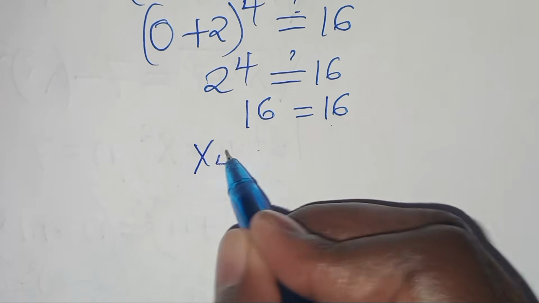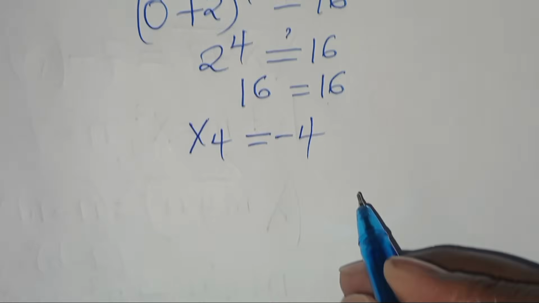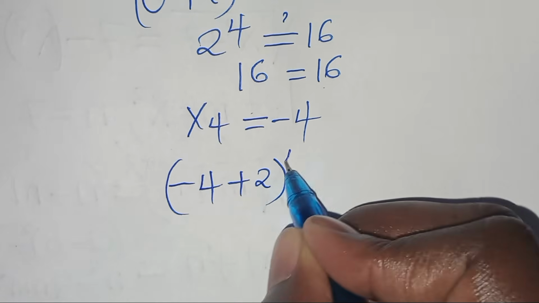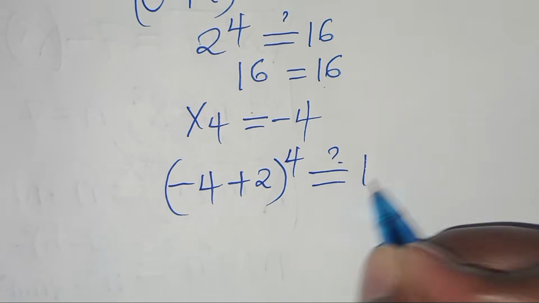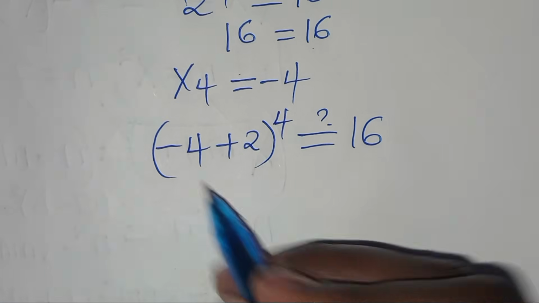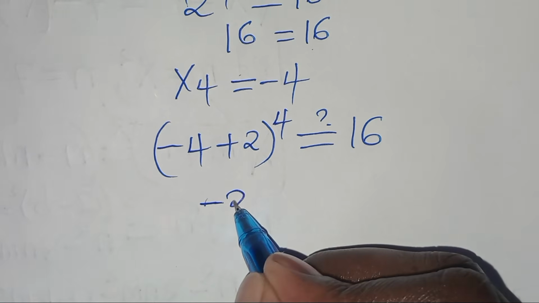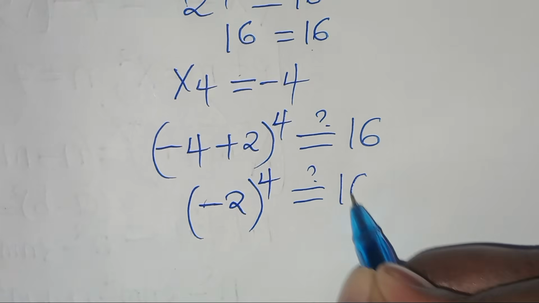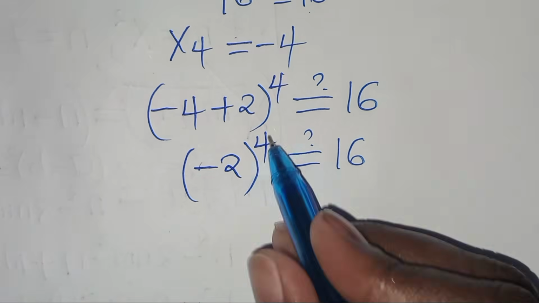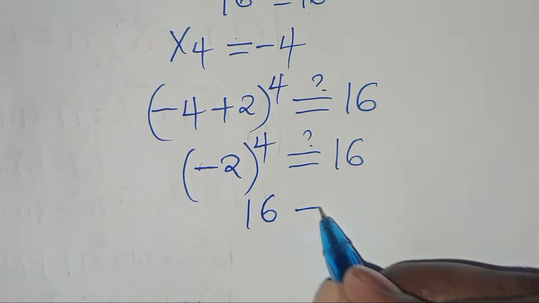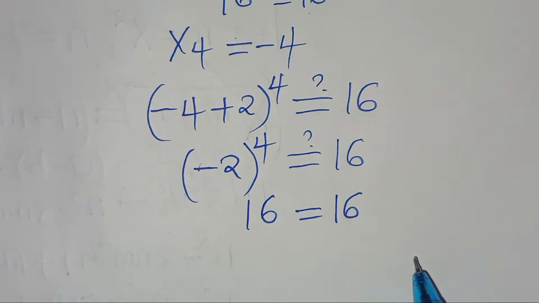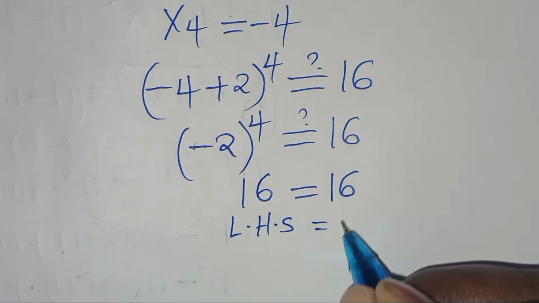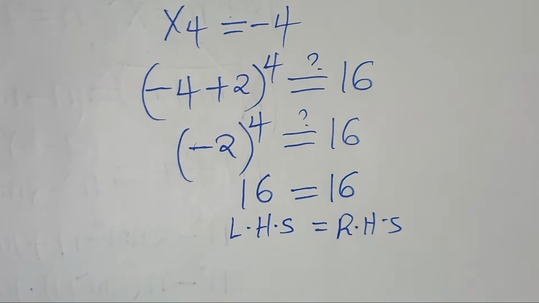Now x4, which is equal to minus 4. So we have (-4+2)^4, which is supposed to give us a value of 16. Minus 4 plus 2 is minus 2, raised to the power of 4. Minus 2 to the power of 4 is 16, and this is equal to 16. So this implies that the left-hand side is equal to the right-hand side.